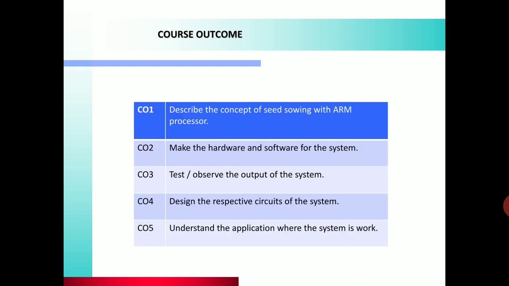Then we see the course outcome. Course outcome means after completing our course, what will we get as the output? So there are 5 COs we will get during this project. CO1 is describe the concept of seed sowing with ARM processor. Then CO2 make the hardware and software for the system. After that, test and observe the output of the system. Then design the respective circuit of the system. Then last is understand the application where the system works.